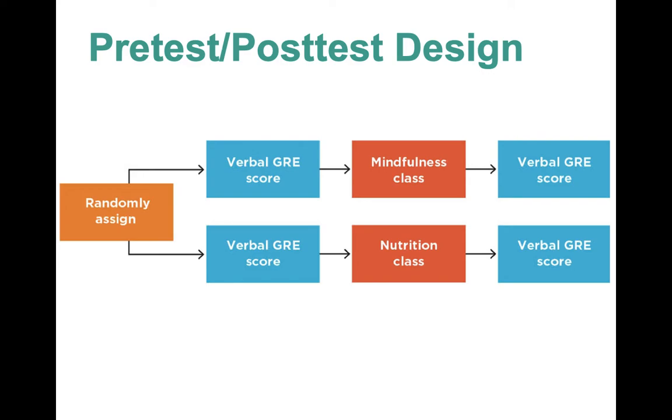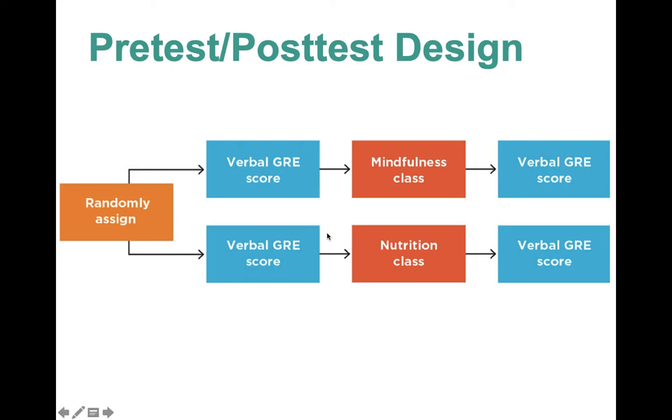In this study, 48 students were randomly assigned to participate in a 2-week mindfulness class or a 2-week nutrition class. 1 week before starting their respective classes, all students did the verbal reasoning section of the GRE, and then 1 week after their classes ended, all students completed another verbal GRE of approximately equivalent difficulty.